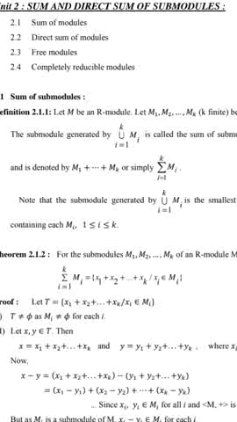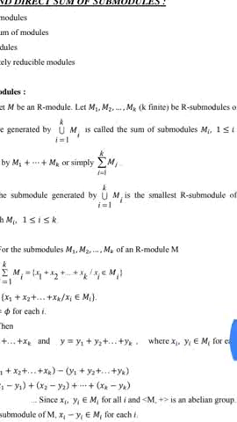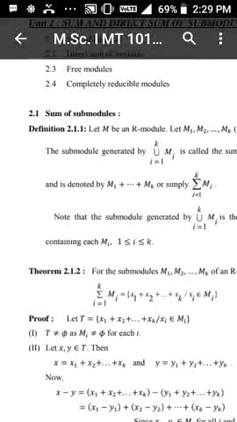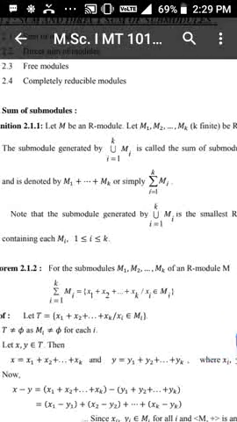Note that the submodule generated by the union of Mi, i equal to 1 to k, is the smallest R submodule of M containing each Mi, 1 less equal i less equal k. Theorem: for the submodules M1, M2, ..., Mk of an R module M, summation of Mi, i equal to 1 to k, is equal to the set of x1 plus x2 plus ... plus xk, such that xi belongs to Mi.